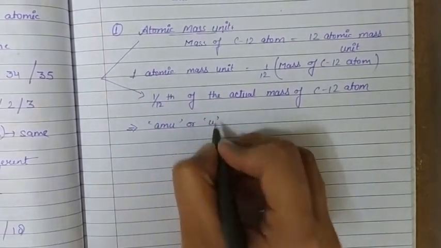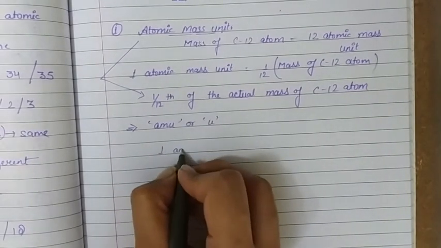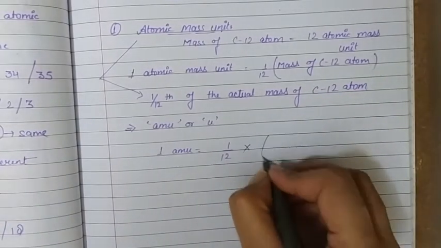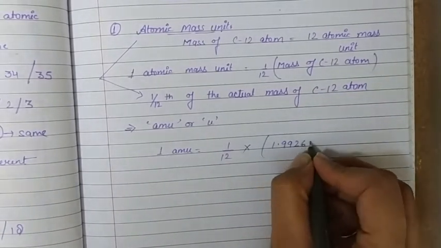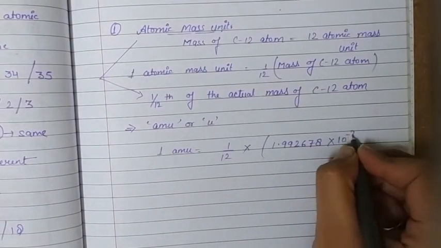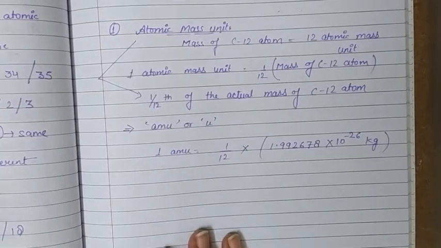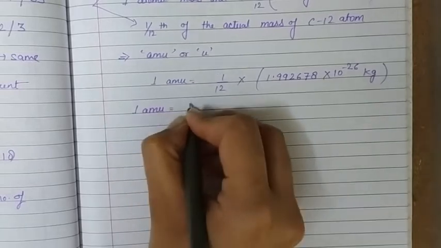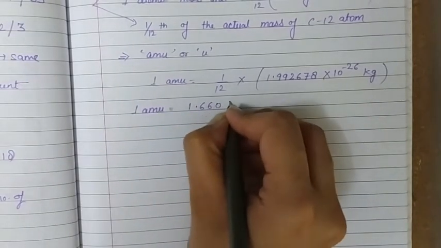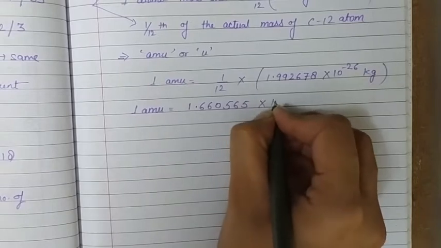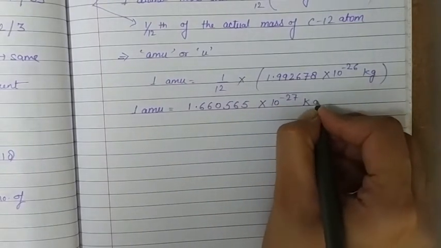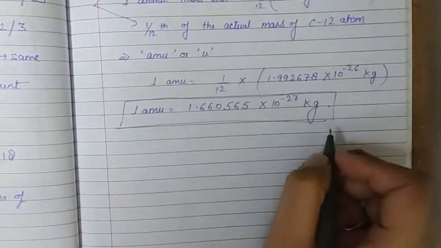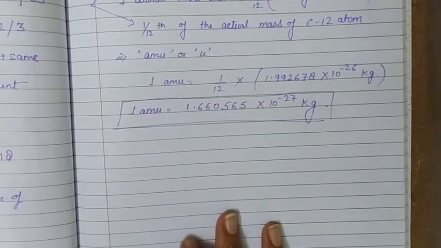This is how we can denote 1 atomic mass unit, and 1 AMU is equal to 1 by 12 of the mass of carbon 12 atom, which is equal to 1.992678 into 10 to the power minus 26 kilograms. So this is the value for 1 atomic mass unit, and the answer for 1 AMU is 1.660565 into 10 to the power minus 27 kg. This is the value in kilograms for 1 atomic mass unit.